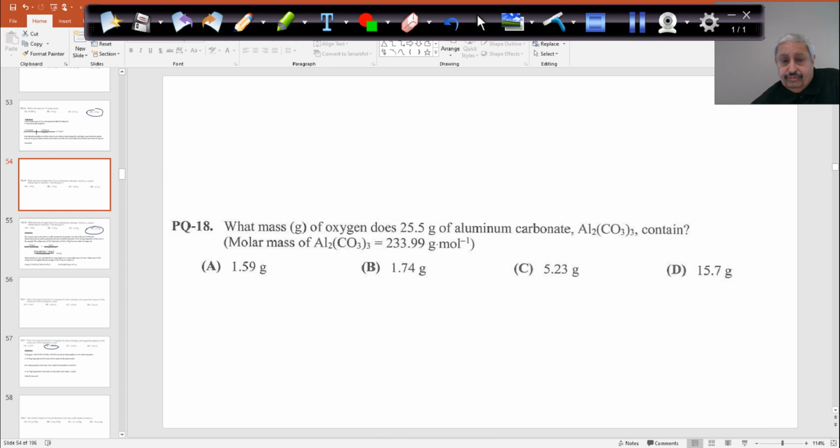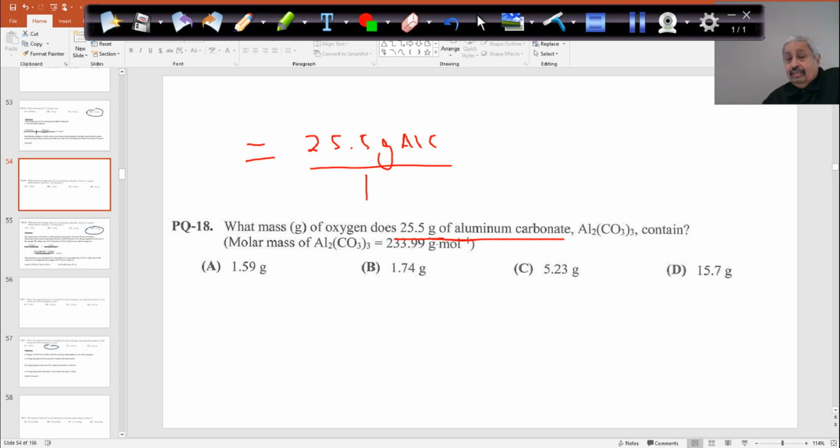So I start with whatever is given to me. This is 25.5 grams of aluminum carbonate, Al2(CO3)3, the whole molecule, over 1. That's the first thing given to me here.